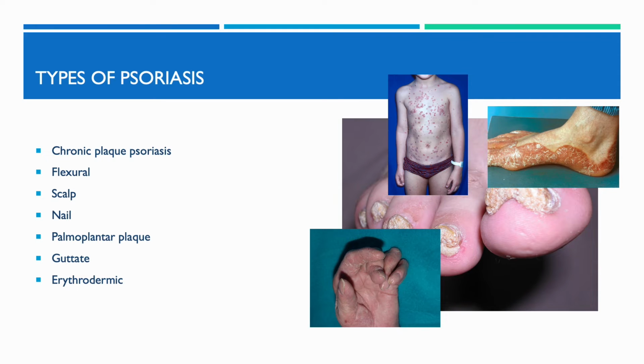Finally, psoriasis can extend and affect more than 80% of the body surface. This is a relative dermatological emergency because people can get electrolyte fluid balance disturbances and problems with heat regulation. So this is erythrodermic psoriasis, when more than 80% of the surface area of the skin is affected by psoriasis.